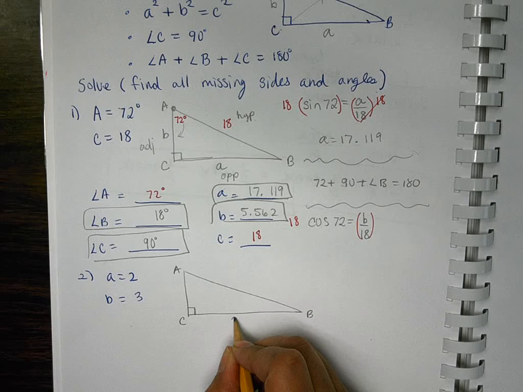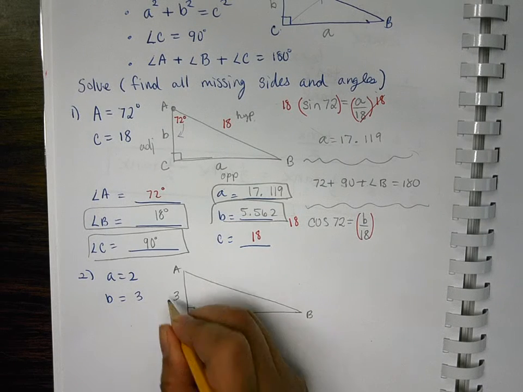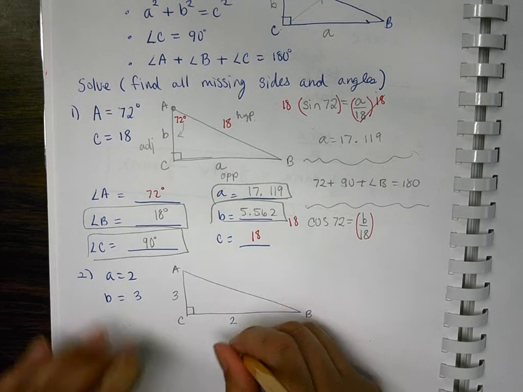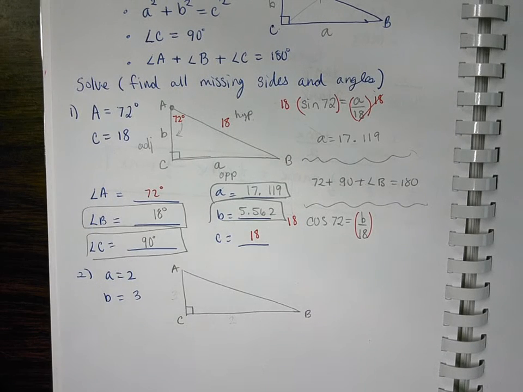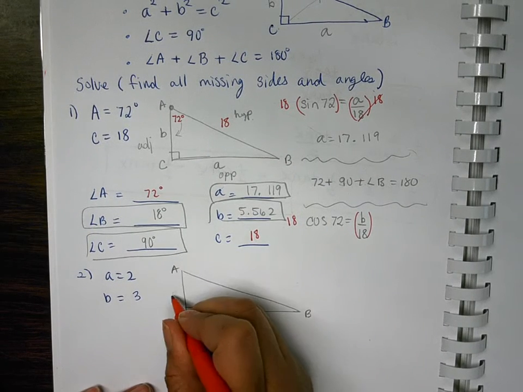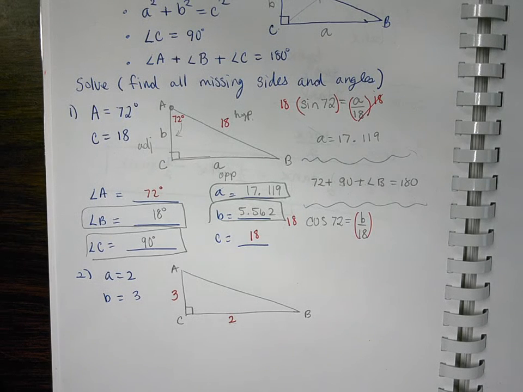All right, little a is 2, little b is 3. Do you guys see that that's little a and little b? Opposite.